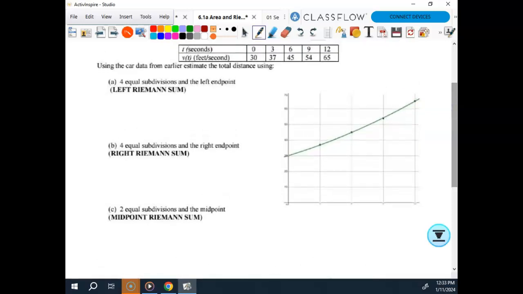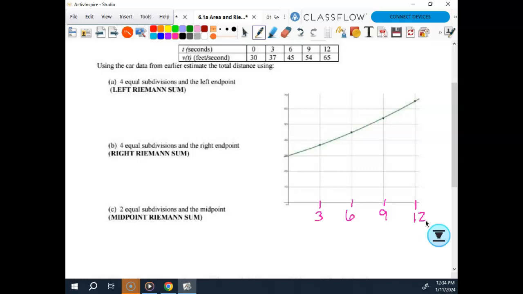We're going to start with left Riemann sum, and it says 4 equal subdivisions on the left endpoint. So basically it's telling me to use 4 left-hand rectangles, or left endpoint rectangles. So I'm going from 0 to 12, and I have to split this into 4 equal parts: 3, 6, 9, and 12. So I have 4 equal subdivisions, not just 4, they have to be the same, okay?